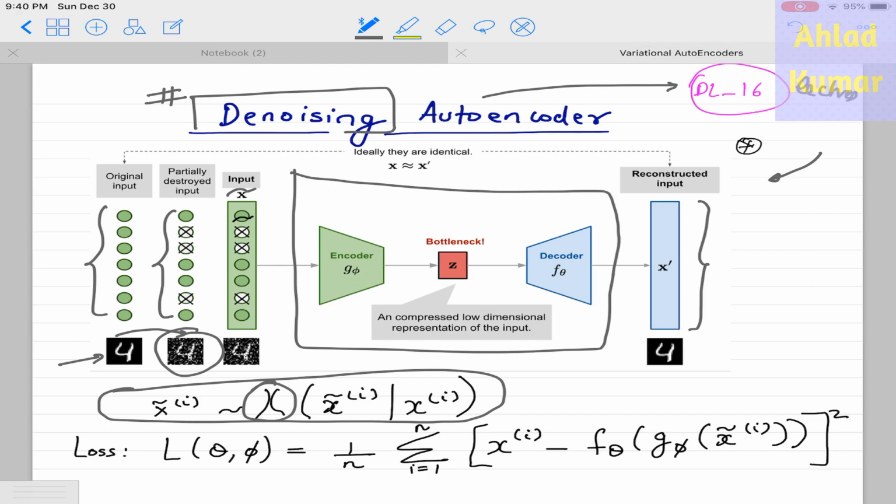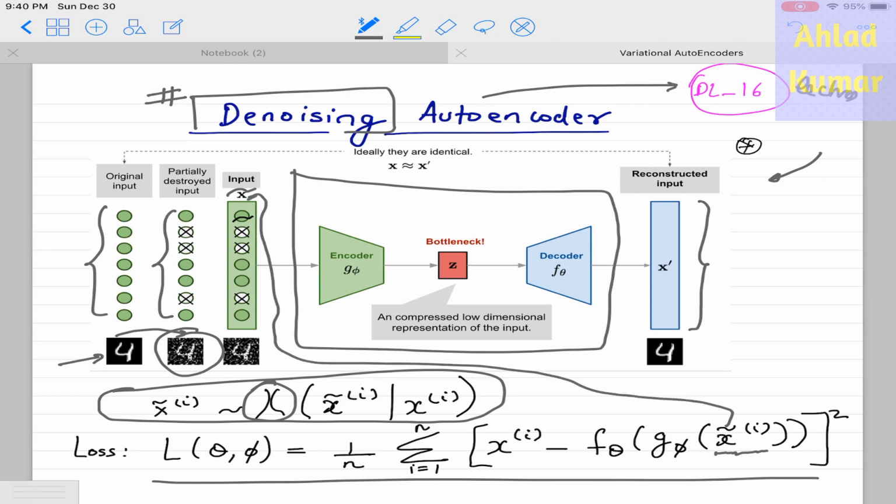And this loss is basically defined like this. Please note that here this is not xi, but this is x tilde i, and this x tilde i is this one, because x tilde is obtained by adding noise to x hat.